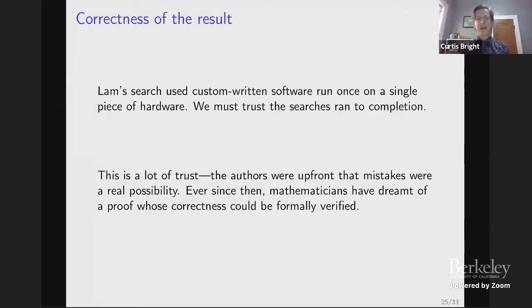Some people were kind of unsettled by it because it was using custom-written software run a single time on a single piece of hardware. And at the end of the day, there's nothing to check. How do we know that the computations were successful? You don't. You just have to trust them, right? Maybe there was a hardware glitch, or there was a bug in the software, or there was an administrative error. All these things are actually not that unlikely, right? This was a very hard computation to do. And so some mathematicians really dreamt of something more verifiable, something that could be certified by an independent party. This is where we come in.